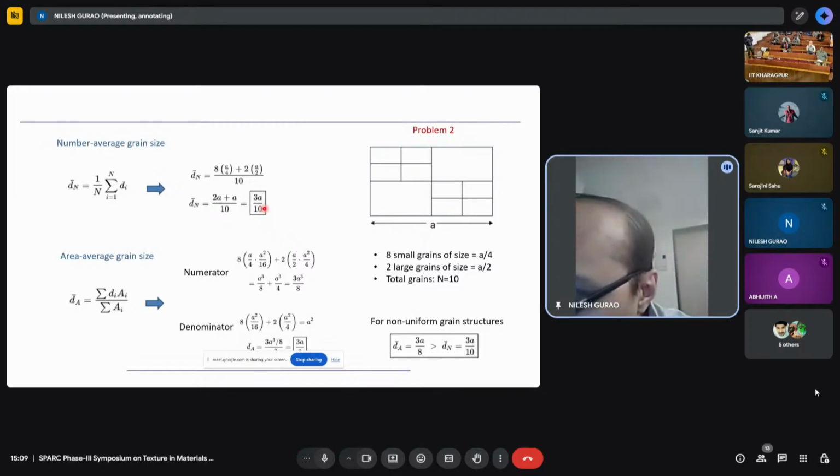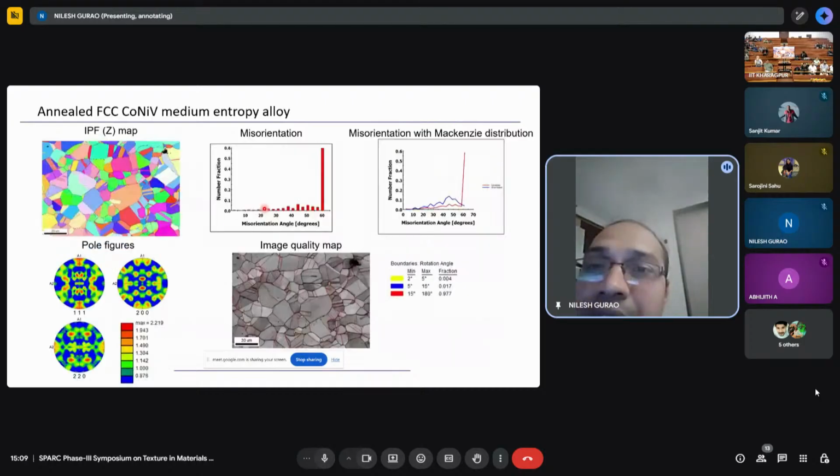So now let us look again at a high entropy alloy. Apart from a good IPF map and good pole figures, you can get what is known as the misorientation distribution. Here, it goes up to 65 degrees because it is a material with cubic symmetry. If you go to materials with hexagonal symmetry like titanium or magnesium, it goes to 90.